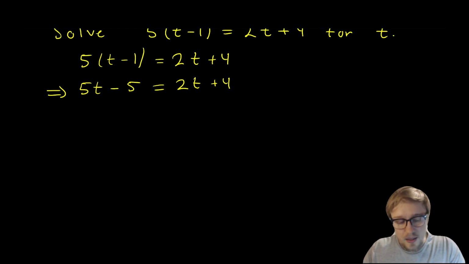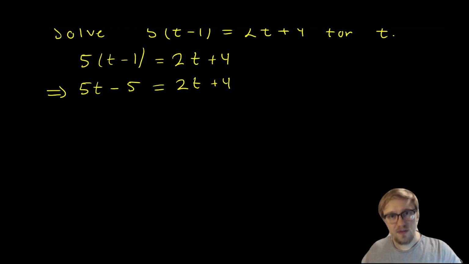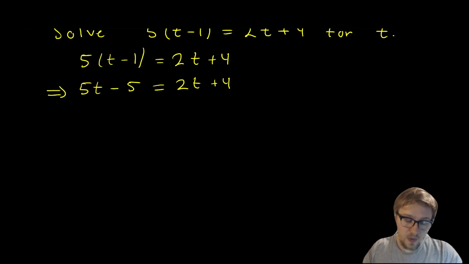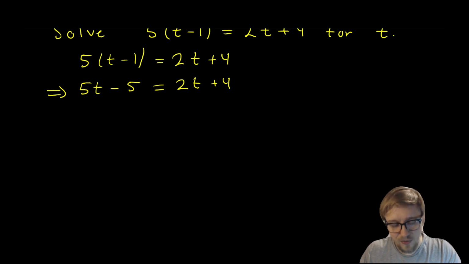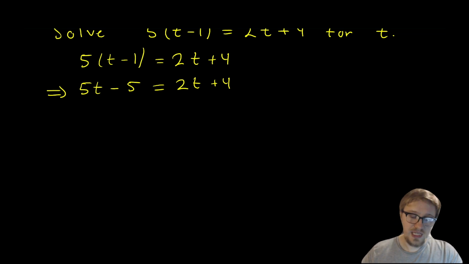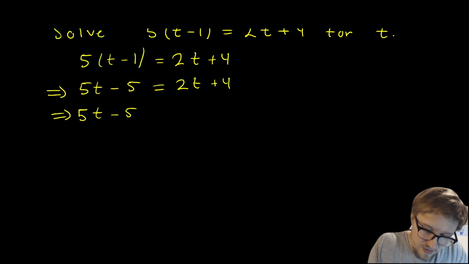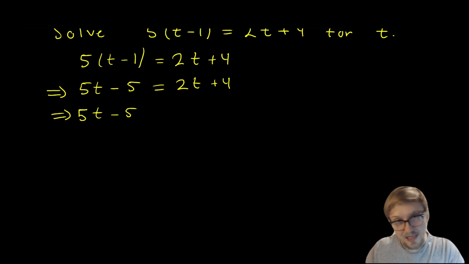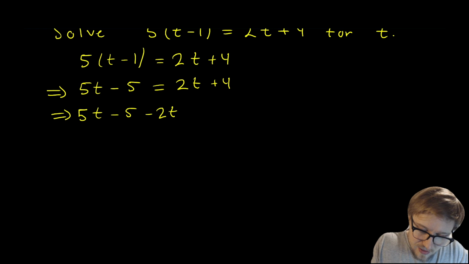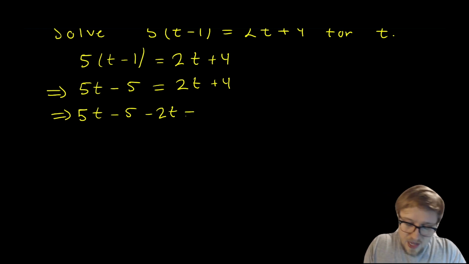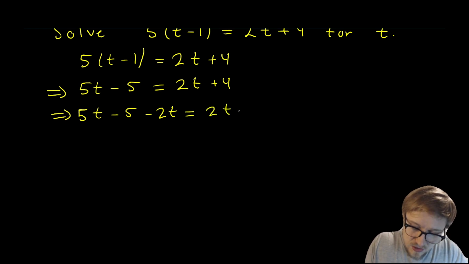Okay? Now we can go on and collect everything on one side of the equation. So we first want to get rid of the 2t that's sitting on the right-hand side, which we can do by subtracting 2t from both sides of the equation. So let's see here. The left-hand side of the equation is still 5t minus 5. So that's the original, stays there. And then we subtract 2t. And on the right-hand side, we also still have the original.